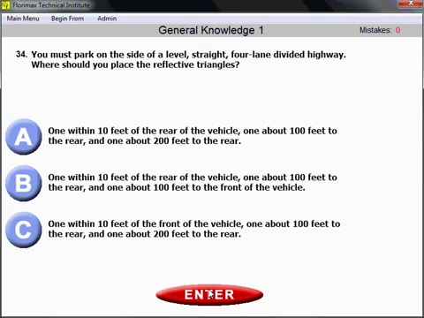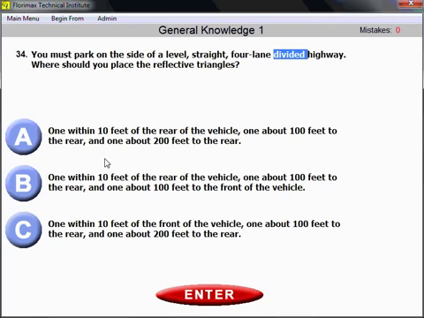Question number 34. You must park on the side of a level, straight, 4-lane, divided highway. That's a point. You need to park on the side of a level, straight, 4-lane, divided highway. Where should you place the reflective triangles? You see, I told you guys, divided highway, that's a point. If it is divided, you usually have to use 3 triangles, right? All 3 of them should be put behind you. Okay? To the rear, in other words. To the rear. All 3 of them.